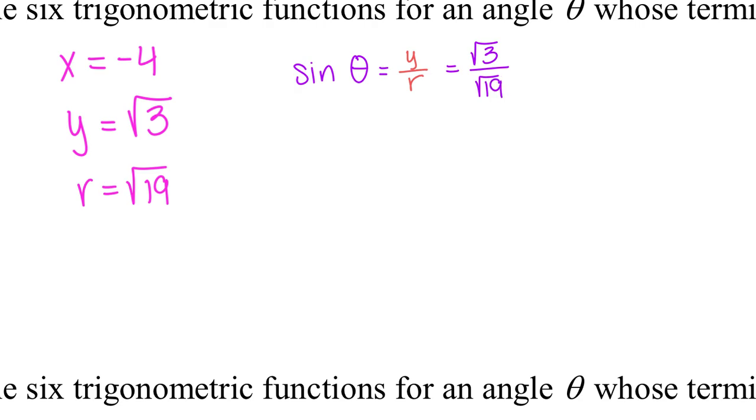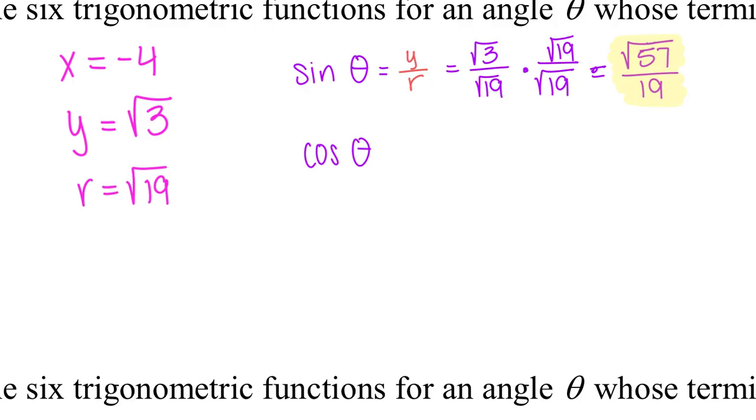You cannot have a square root in the denominator, so you have to rationalize it. Multiply top and bottom by the square root of 19, and you're going to end up with the square root of 57 over 19, and this would be your answer for sine theta. All right, now going ahead and finding cosine theta.